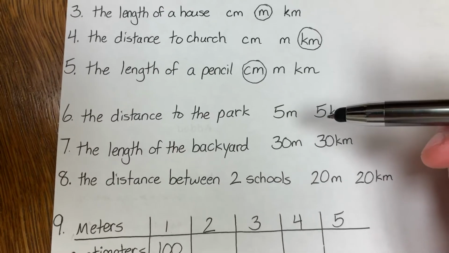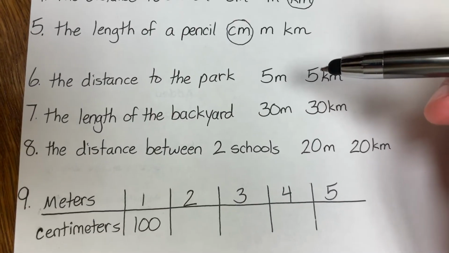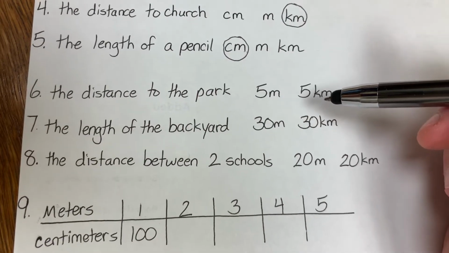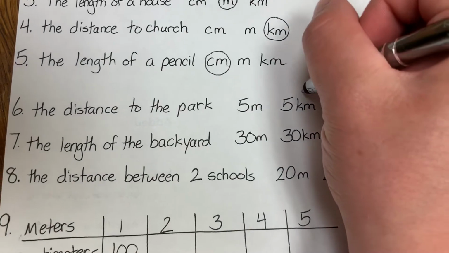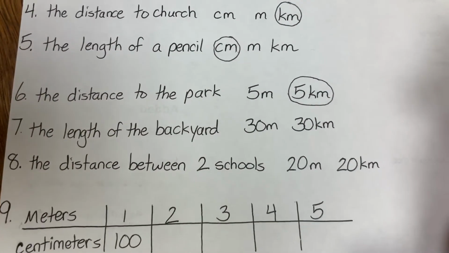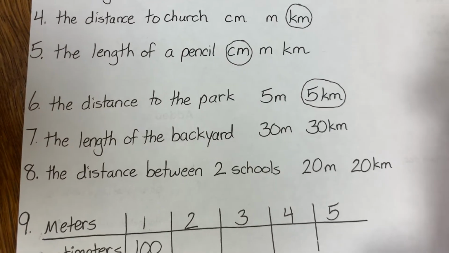Number 6, it says circle the better estimate. The distance to the park. Would it be 5 meters or 5 kilometers? The better estimate would be 5 kilometers because you, once again, unless you live right next to the park, you're going to have to get in your car and drive to the park.